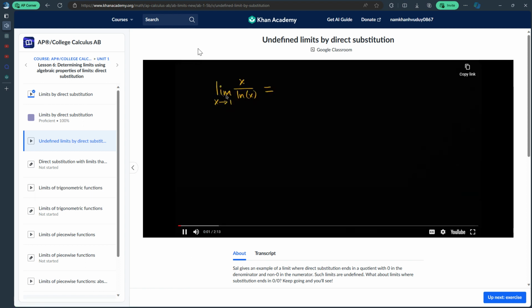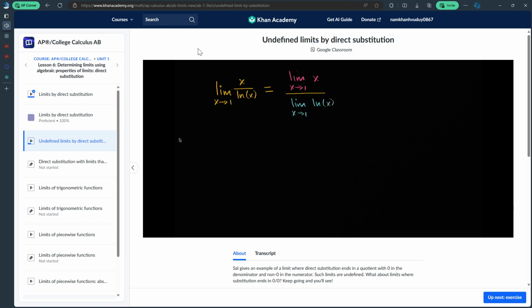Let's see if we can figure out the limit of x over natural log of x as x approaches 1. And like always, pause this video and see if you can figure it out on your own. Well, we know from our limit properties, this is going to be the same thing as the limit as x approaches 1 of x over the limit as x approaches 1 of the natural log of x.